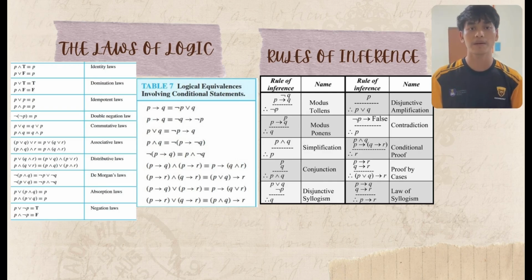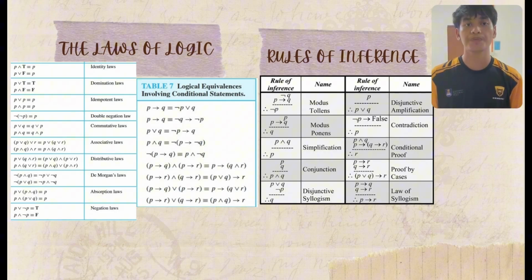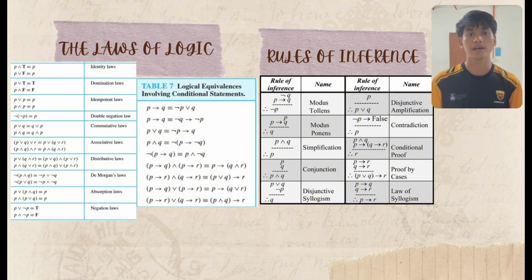Simplification, if P and Q is true, then P is true and Q is also true. And then conjunction, if P is true and Q is true, then P and Q is true. And then disjunctive syllogism, if P or Q is true and P is false, then Q must be true. And then addition, or we call disjunctive amplification, if P is true, then P or Q is also true. Lastly, hypothetical syllogism, if P implies Q and Q implies R, then P implies R.